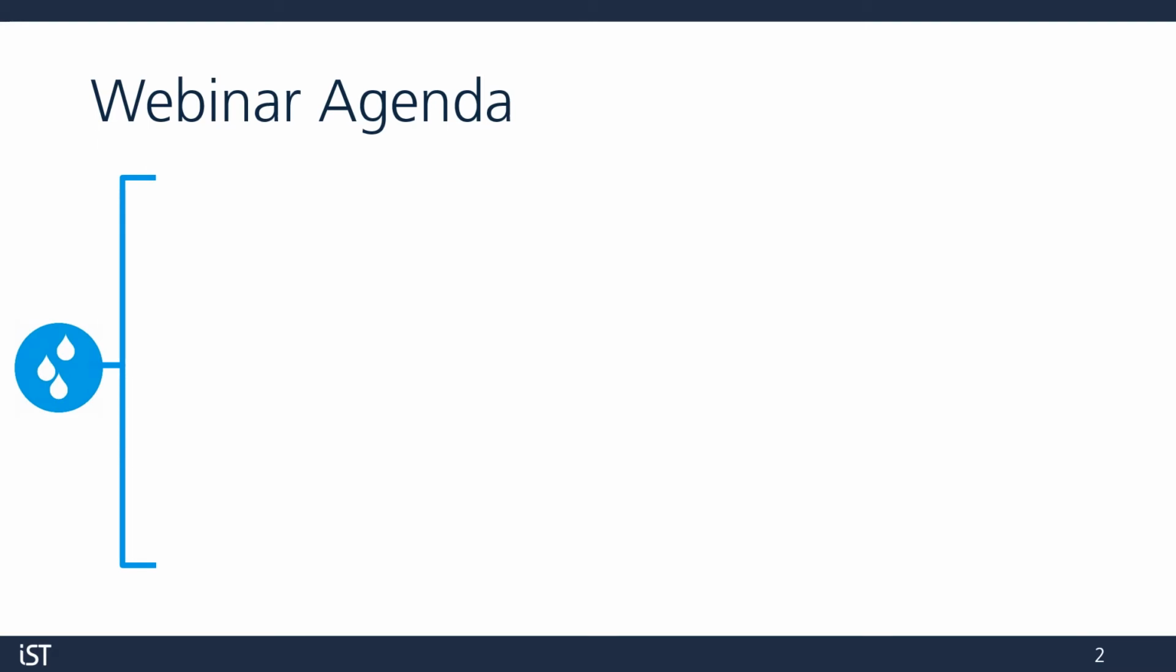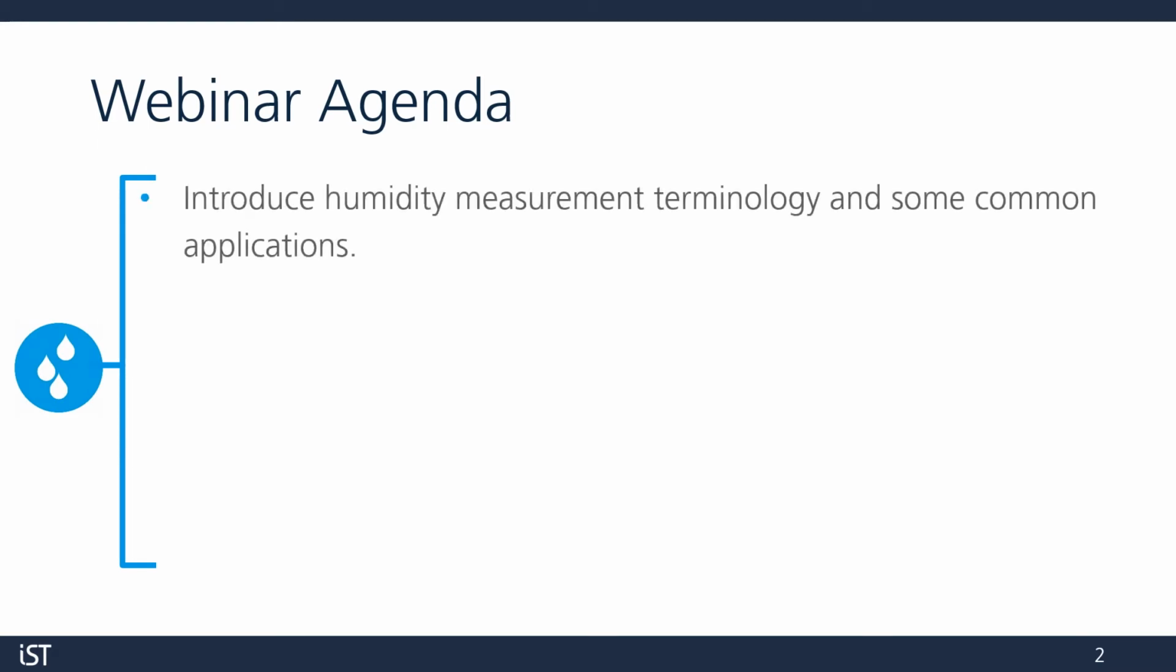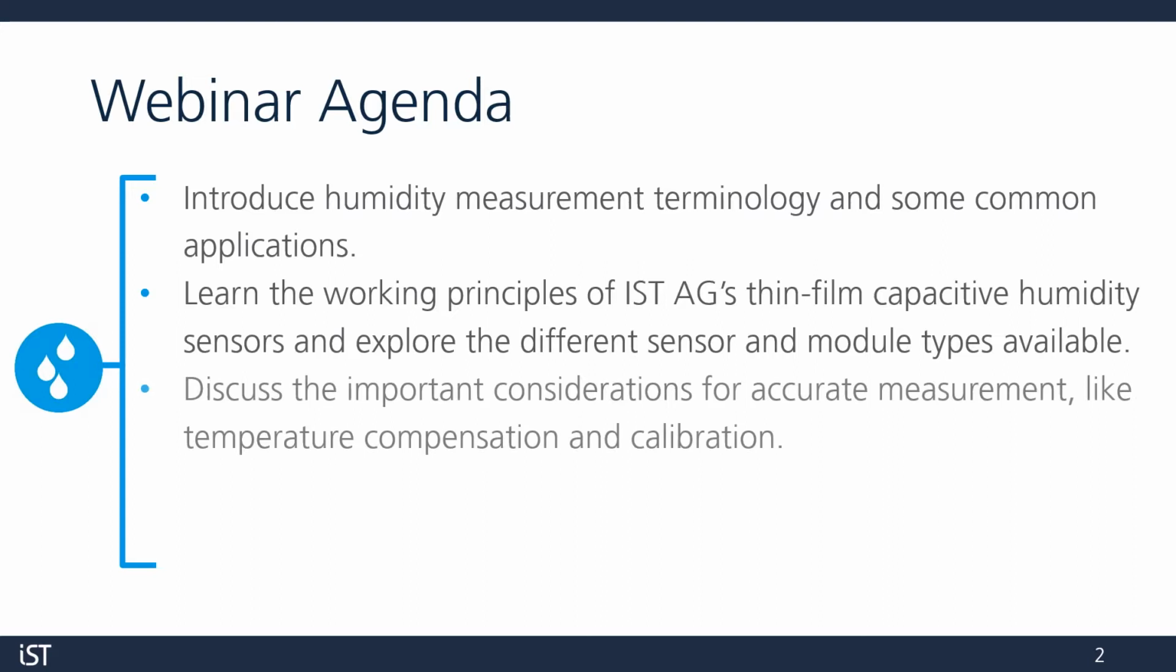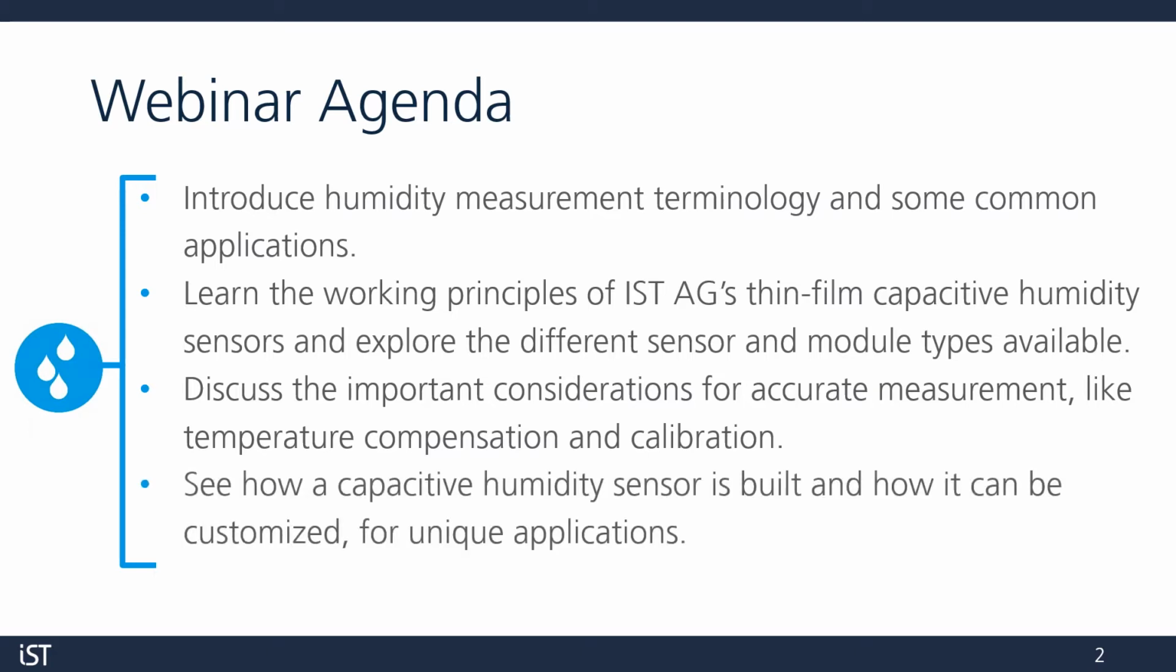Here's a quick overview of what we'll cover. First, we'll review some humidity measurement terminology. Next, we'll take a look at some sensor types, then learn how they work. We'll then discuss some important factors in humidity measurement, like temperature compensation and calibration. Finally, we'll look at the fabrication flow for the P14 IST all-rounder for humidity sensing.